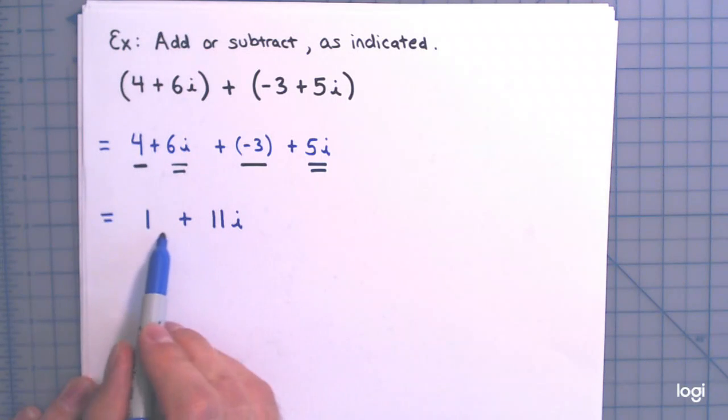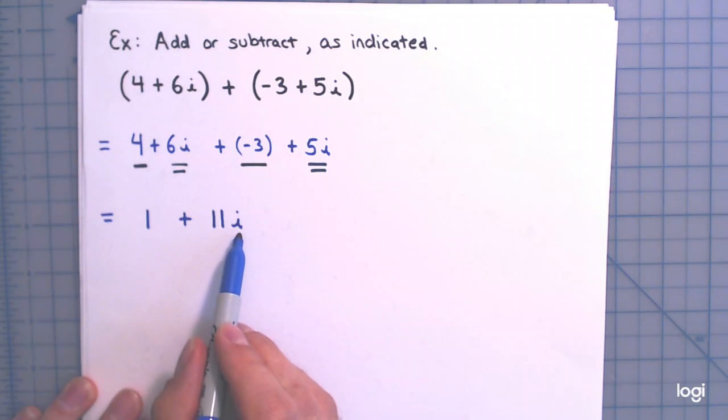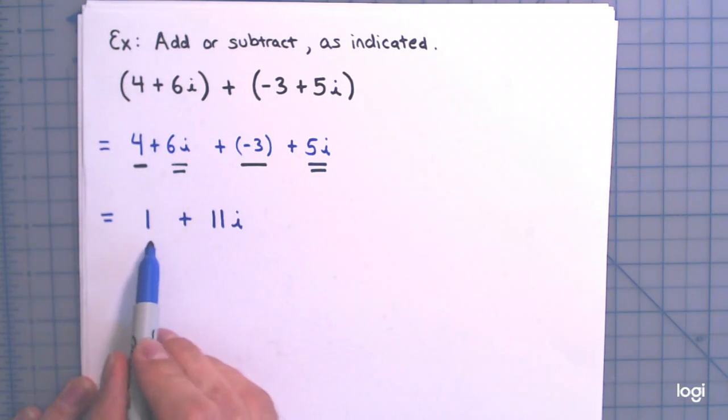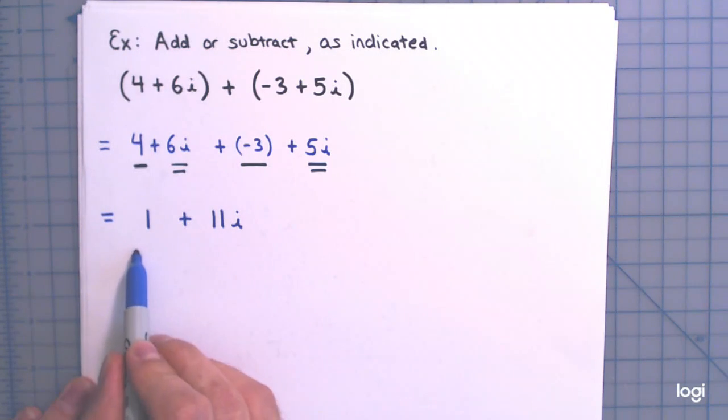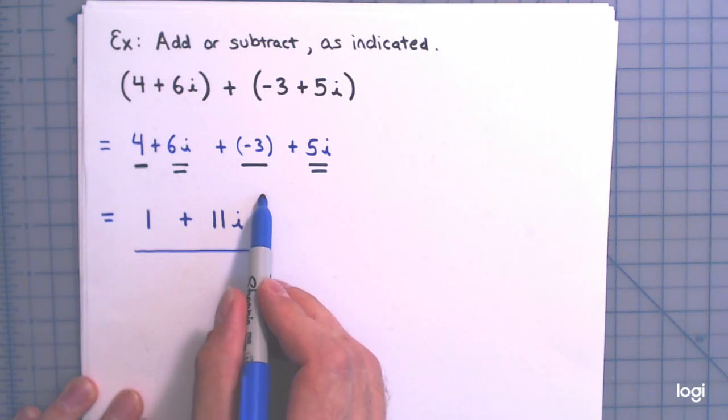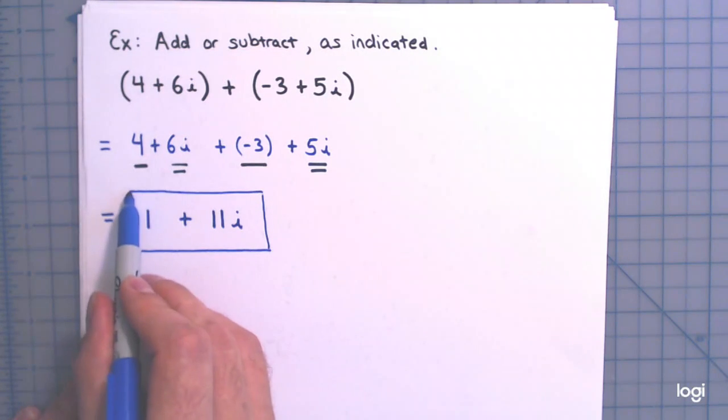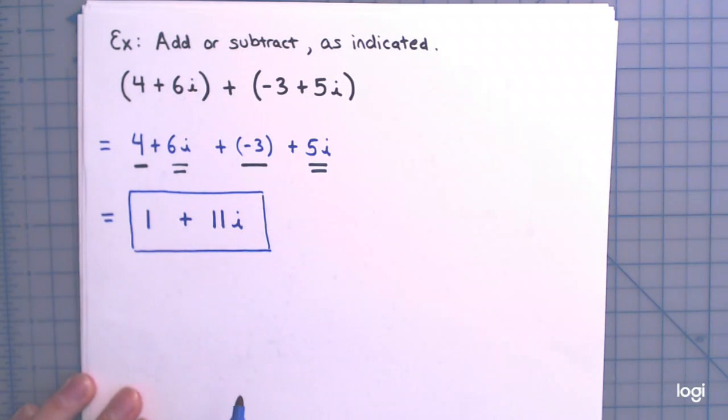And that's it. These are not like terms. Again, you're treating i like a variable, even though it's not. These do not get combined. You do not add the 1 and the 11, because 11 has i attached to it and 1 does not. So that's as simple as that sum would get. So the sum of 4 plus 6i and -3 plus 5i is 1 plus 11i. Great.